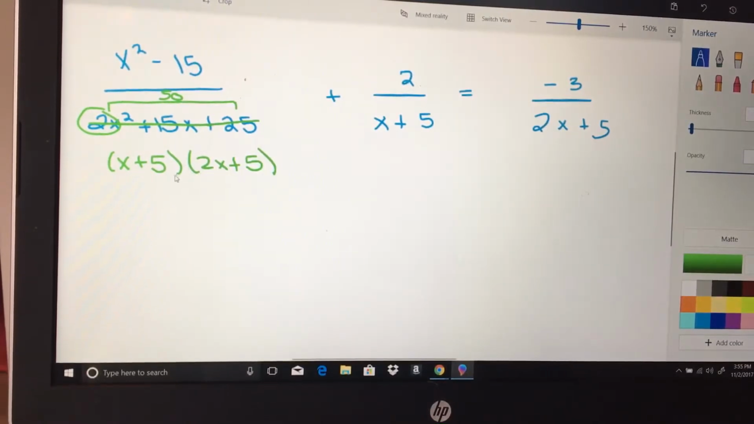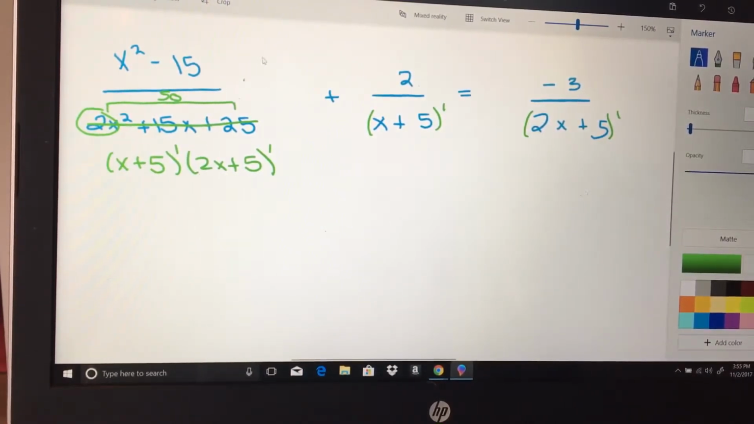So we're left here. Now, I left a lot of room because we're going to have to find the common denominator. We have an x plus 5 once. We have a 2x plus 5 once. We have an x plus 5 once and a 2x plus 5 once. So our common denominator is x plus 5 times 2x plus 5. Remember, we take the smallest degree, so 1 degree, we only take it one time. So we're going to multiply each of these by x plus 5 and 2x plus 5.